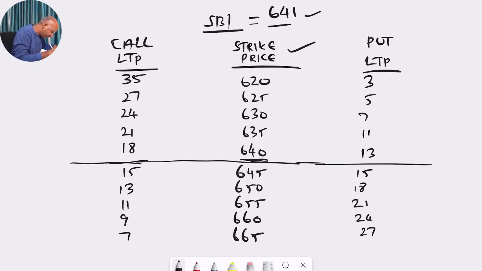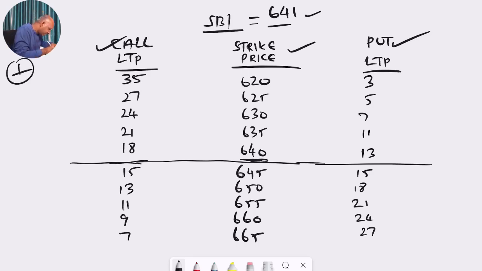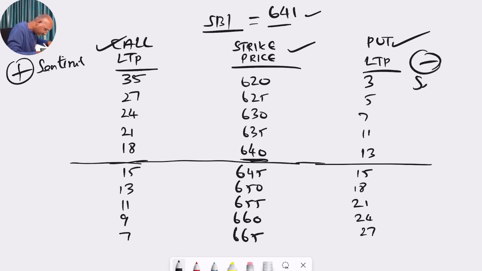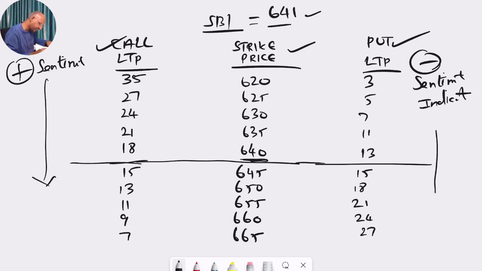Now, the call option premiums are always on the left side and the put option premiums are always on the right side. If you look at the call option, the strikes have been arranged from lower to higher, let's say from 620 to 665, because call option is a positive sentiment indicator, which always expects the stock price to move from low to high. If you look at the put option, the strike prices are arranged from higher to lower, let's say from 665 to 620, since they are a negative sentiment indicator, which always expects the stock price to fall from high price to low price. So call option will have low to high, put option will have high to low. We will discuss this in detail.